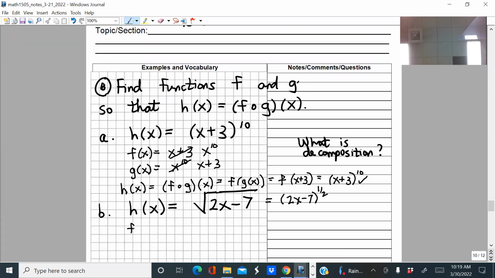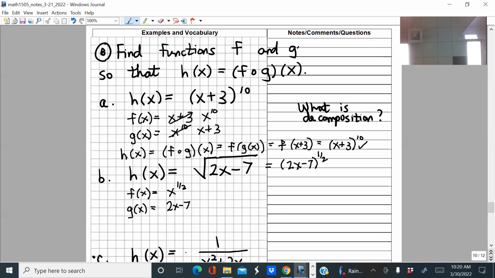So what should I let f of x be? Thinking of this as an example. Yeah, so x to the 1/2 power. Exactly. Just like here, it was x to the 10th power. Here I will use my exponent to create this function. And then what about g of x? Yeah, that's going to be the expression that's raised to the power, which is, in this case, 2x minus 7.